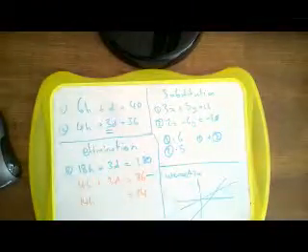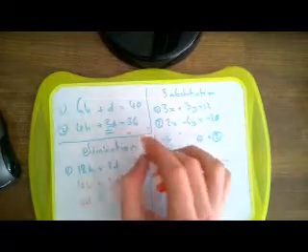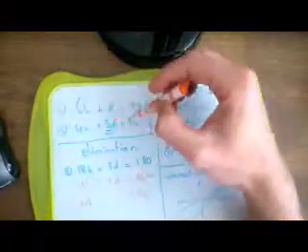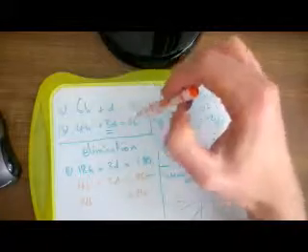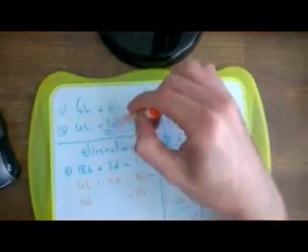6h plus d equals 40. 4h plus 3d equals 36. We're going to use elimination the first time. So we need to eliminate one of these variables so we can find the other one, basically. So we're going to focus on the 3 here.